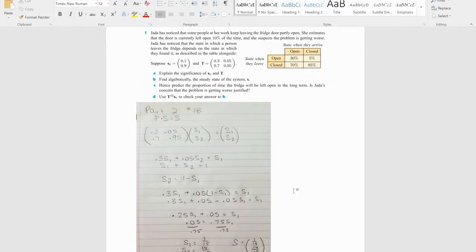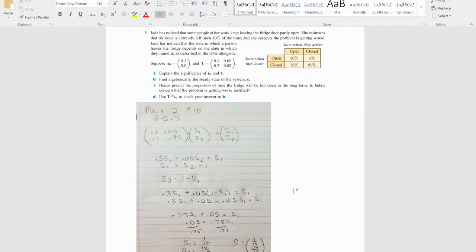3/10 S1 plus 5/100 minus 5/100 S1 equals S1. Combining like terms on the left, 25/100 S1 plus 5/100 equals S1. I subtracted 25/100 S1 from both sides, then divided by 75/100.